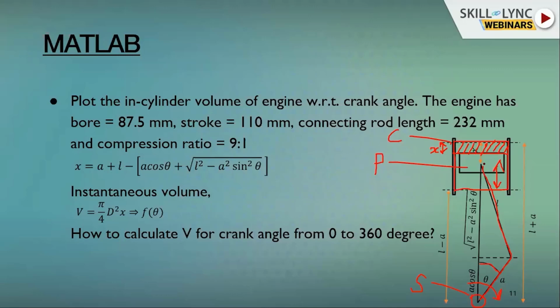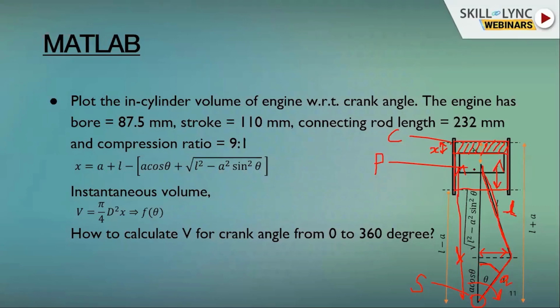Imagine this is the connecting rod with length L, and this is the crank radius, which has a dimension of A. If this is the angle theta, this distance will be A cos theta and this is A sin theta. Using Pythagoras theorem, this distance will be the square root of hypotenuse square minus base square. So this is our remaining length.